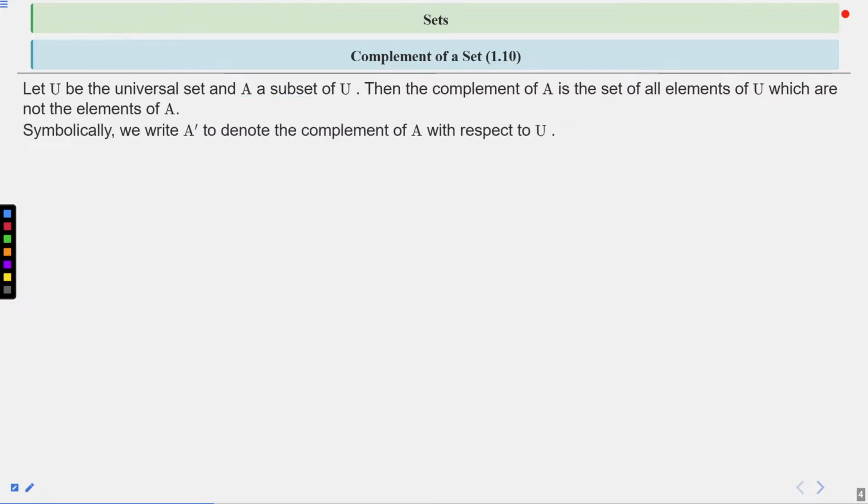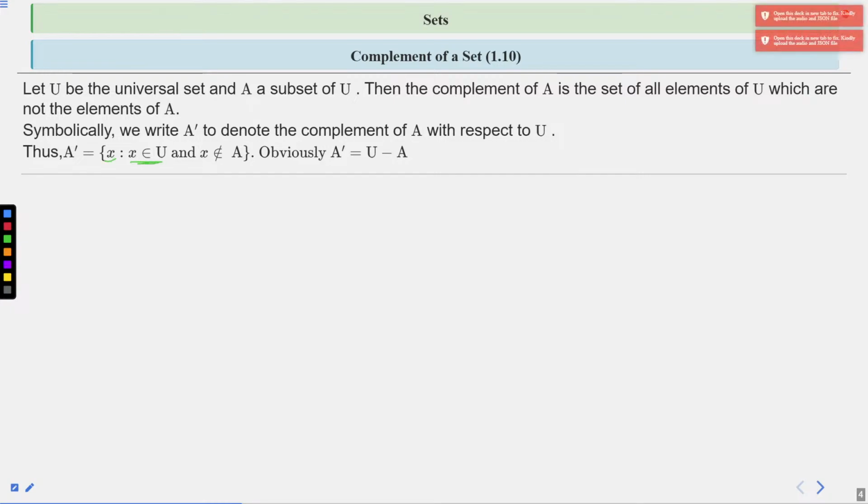So symbolically we represent A prime, which denotes the complement of A. And the set builder form is the collection of all elements from the universal set such that the elements do not belong to the set A. So you have to collect all those elements from the universal set which do not belong to the set A. Clear? In terms of set difference, A complement is U minus A. Clear?